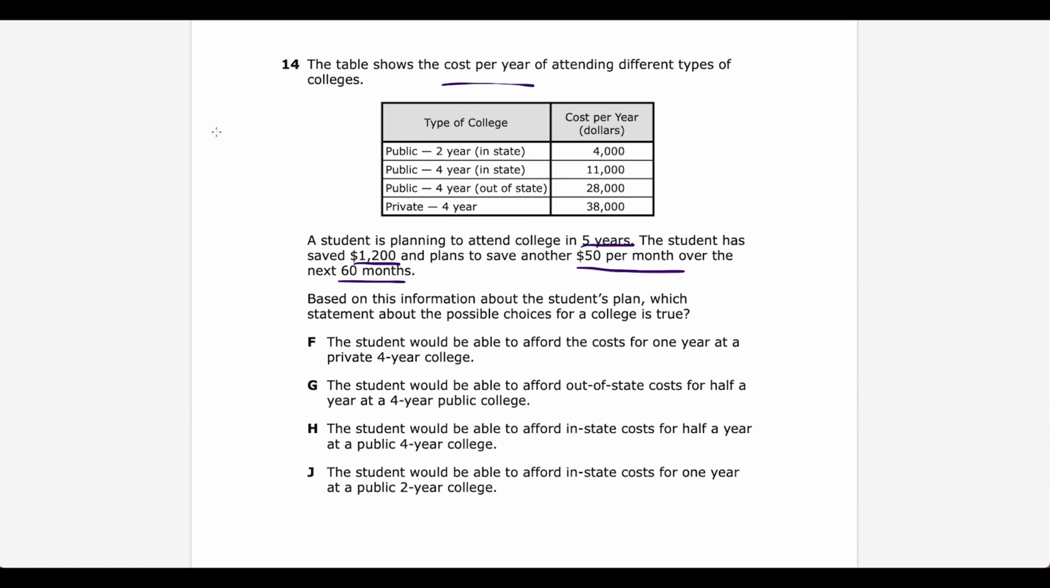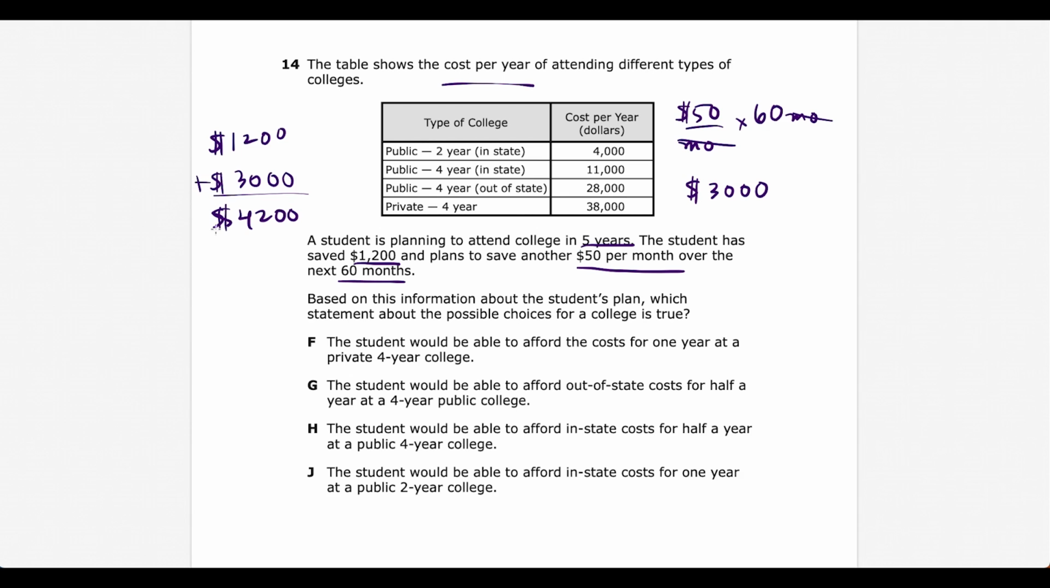So what I would do first is they already have $1,200 saved. And what they plan on doing is saving $50 per month for the next 60 months. So I'm going to multiply by 60 months. Notice that months on top and bottom cancel. And now you're just doing $50 times 60, which is going to work out to $3,000. And what we're going to do from here is add this, because they already have $1,200 and they're going to save another $3,000. So if we add this up, this is going to be $4,200. That's their budget to work with.